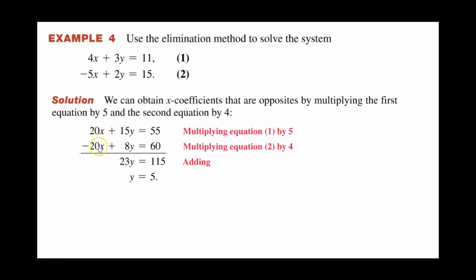So here we see that the 20s cancel out. I add them both together, get 23. Add these two together, get 115. Bring the 23 over by dividing. y is equal to 5.